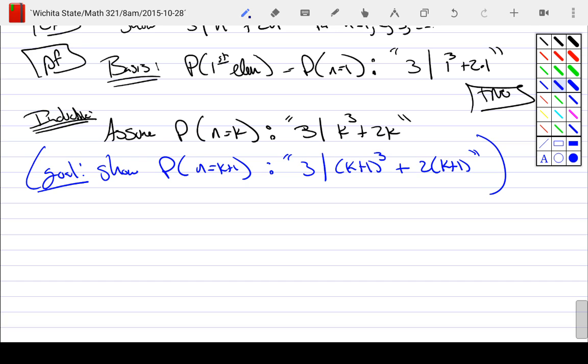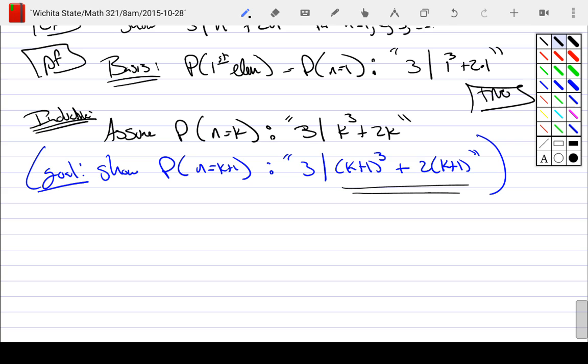2 approaches. Start off with the inductive hypothesis. 3 does indeed divide this, and then somehow start tweaking it until the bottom thing shows up. That sounds hard. How about I start with the bottom thing, and then somehow use the inductive hypothesis to make it, oh yes, this is divisible by 3. So what of the bottom would I start with? I would start with that, right? So if I wrote it as an equality, what is this? This is k plus 1 cubed plus 2 times k plus 1 is equal to 3 times some int, right?